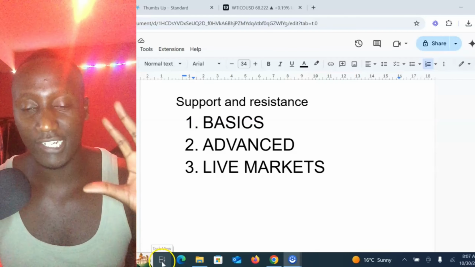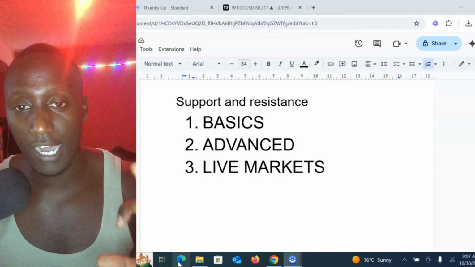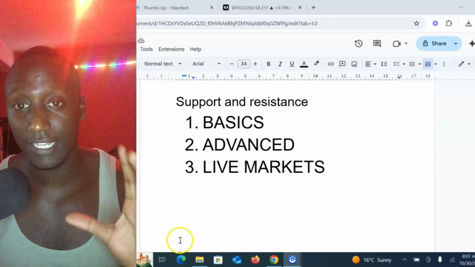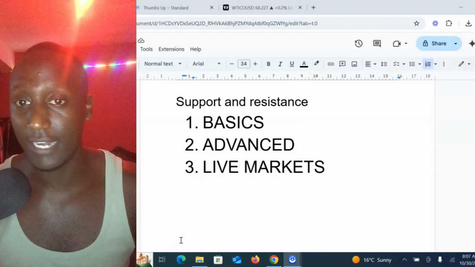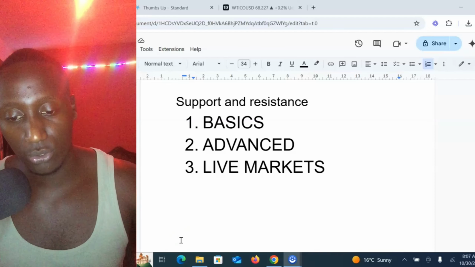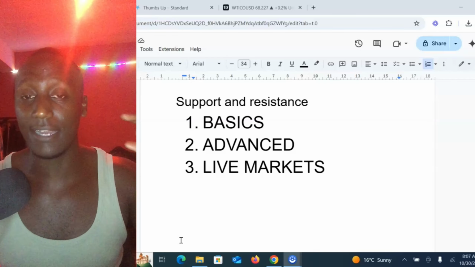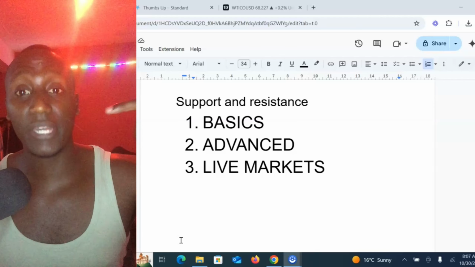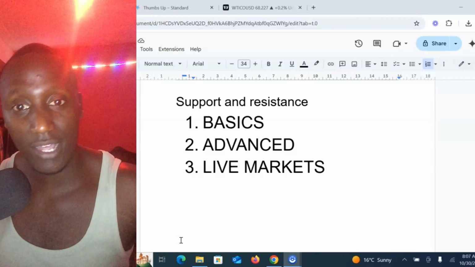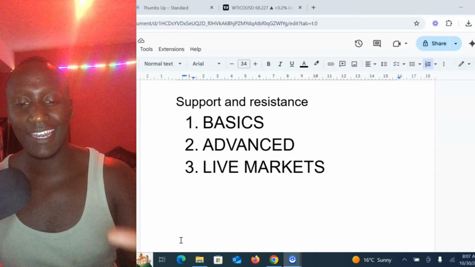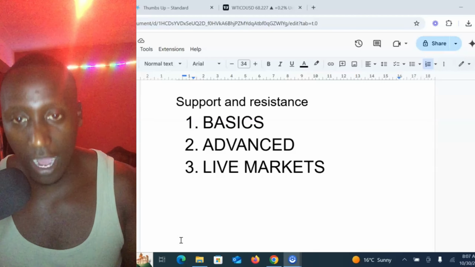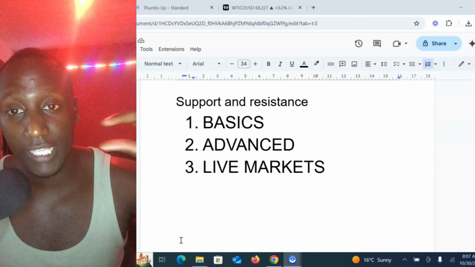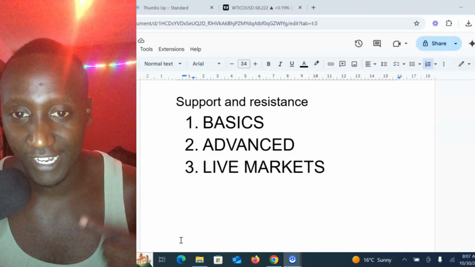Alright, so support and resistance is broken down into three segments. Number one is understanding the basics of support and resistance. Then number two is a bit advanced, and it's about using support and resistance to predict a whole day's worth of price action. And then live markets. So how exactly do you come to the screen and then use these key levels for you to take trades?